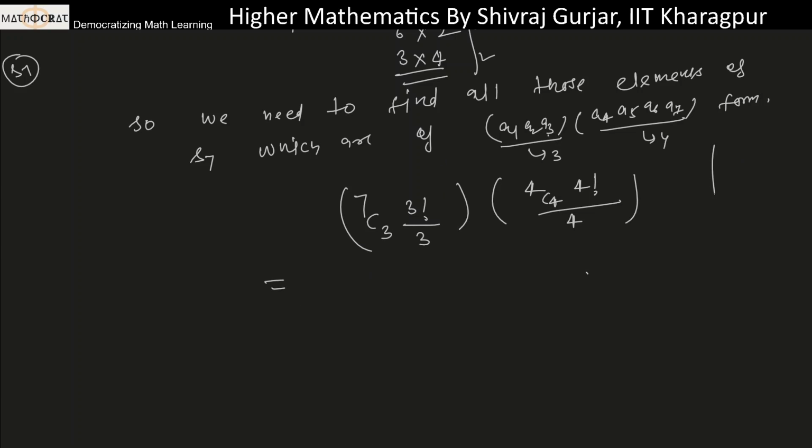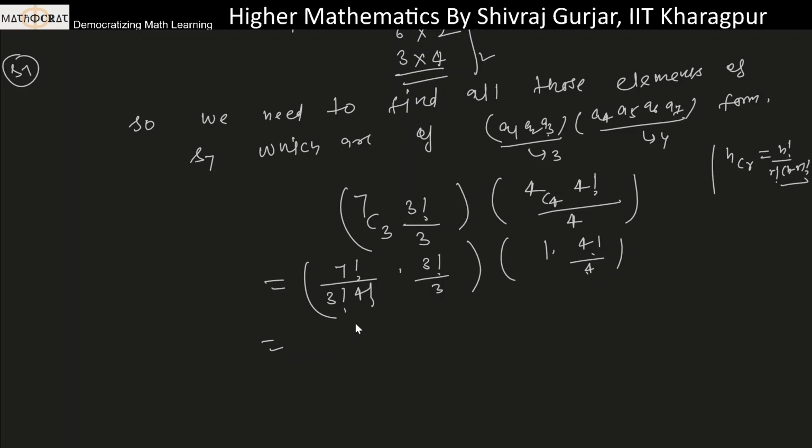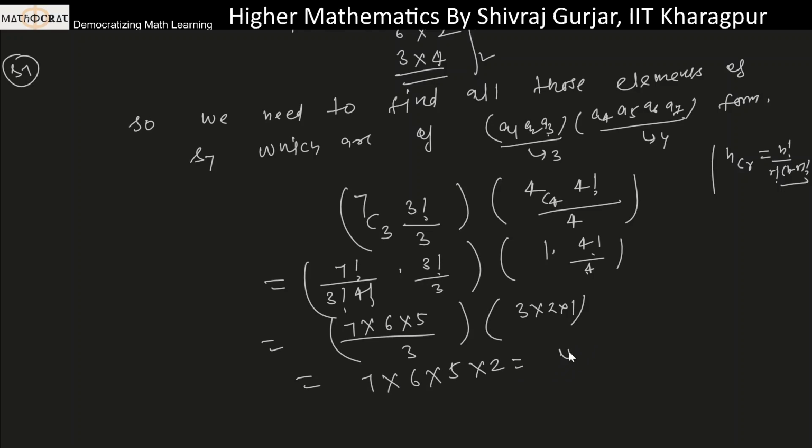So what will this come to? We know that nCr is nothing but n factorial divided by r factorial times (n minus r) factorial, right? So we can write 7 factorial divided by 3 factorial 4 factorial, times 3 factorial divided by 3, times 4 factorial divided by 4. Now let's solve this. 3 factorial gets cancelled, so this will be 7 into 6 into 5 into 4 factorial, 4 factorial also cancels, divided by 3. These are simple calculations. 3 factorial here is 3 into 2 into 1. So 7, 6 into 5, 3 cancels with 3, into 2, this is like 7 into 2 into 10, this is 420. So this will be the answer. So there will be 420 elements in the symmetric group S7 which will have order 12.